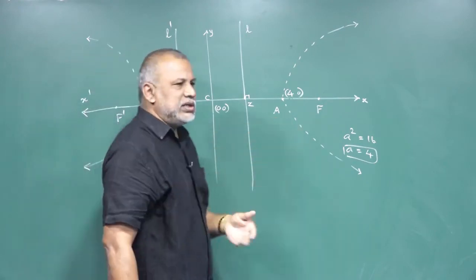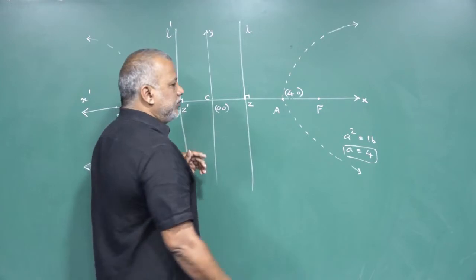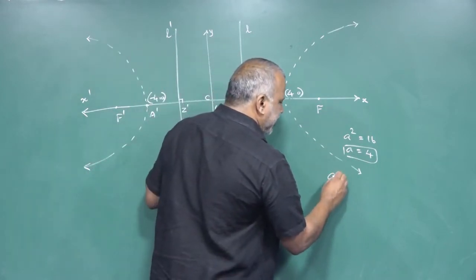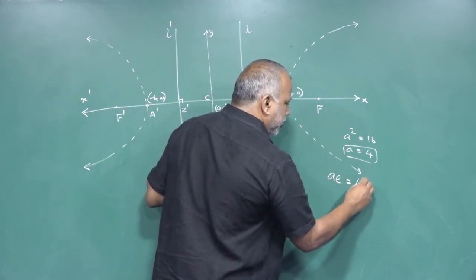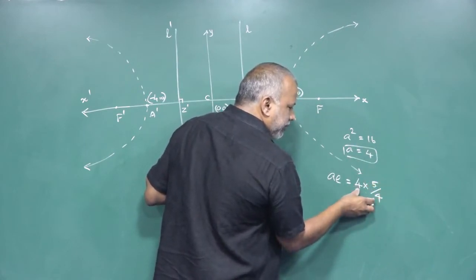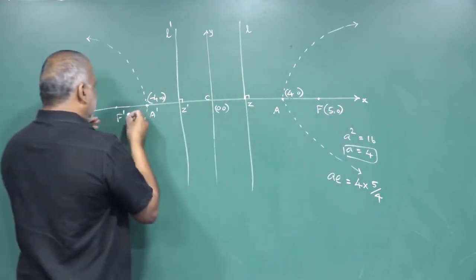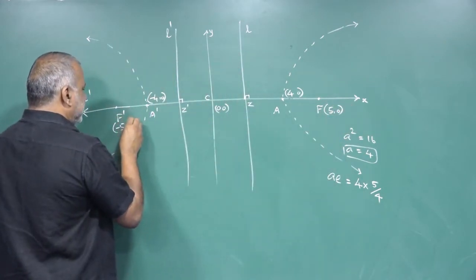Then here F. What is the value of F? AE comma 0, minus AE comma 0. So from this, what is the meaning of AE? A means 4. E, already we worked out, is 5 by 4. 4 will be removed. Therefore focus is 5 comma 0. Here minus 5 comma 0.